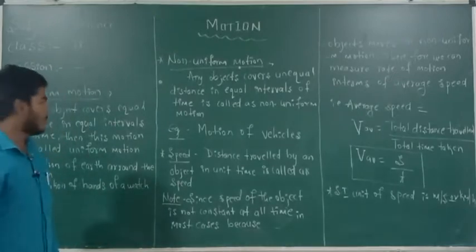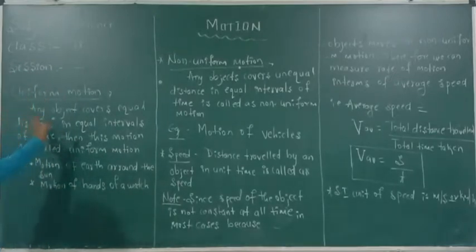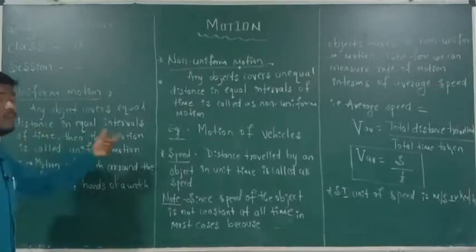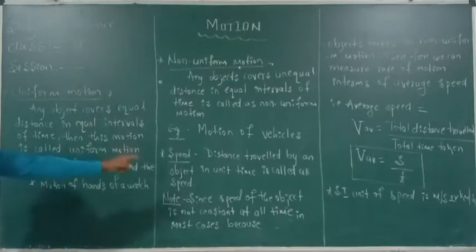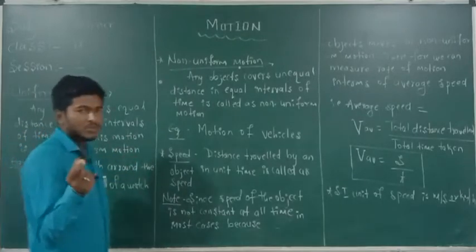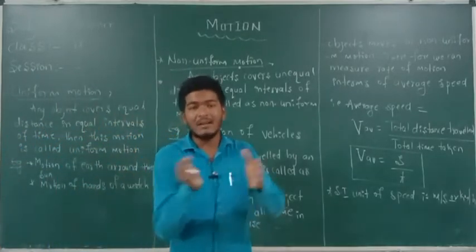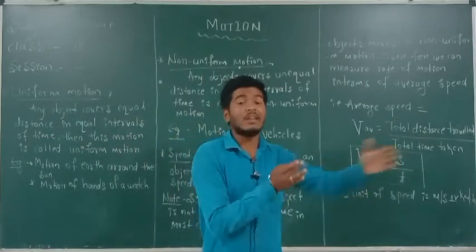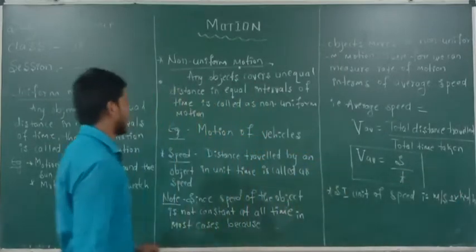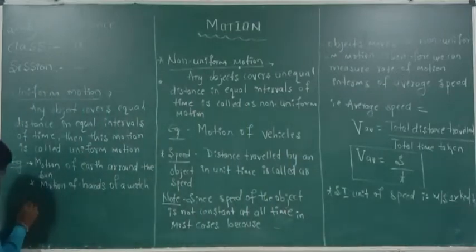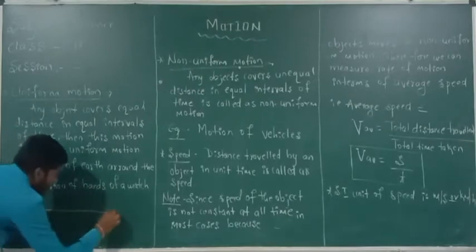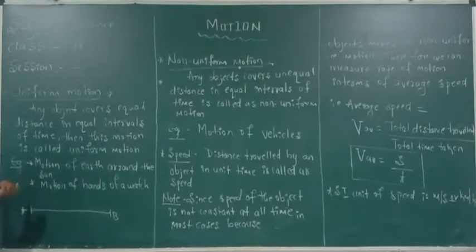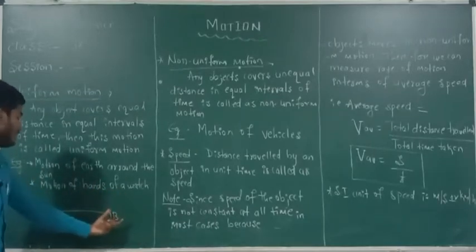What is uniform motion? If any object covers equal distance in equal intervals of time, then this motion is called uniform motion. I am considering one example here: a car moving from point A to B. Imagine that a car is moving from A to the point B.